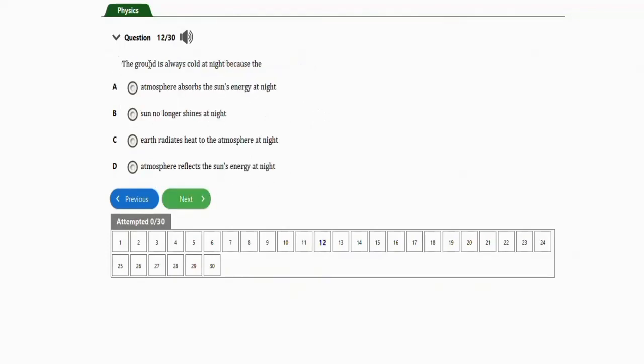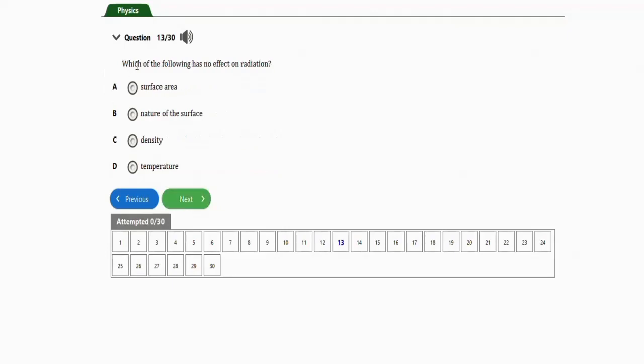It says the ground is always cooled at night because... I think we have answered this question before. The correct option is option C. Earth radiates heat to the atmosphere at night. So that's the correct option. Okay, so let's go to the next repeated one.